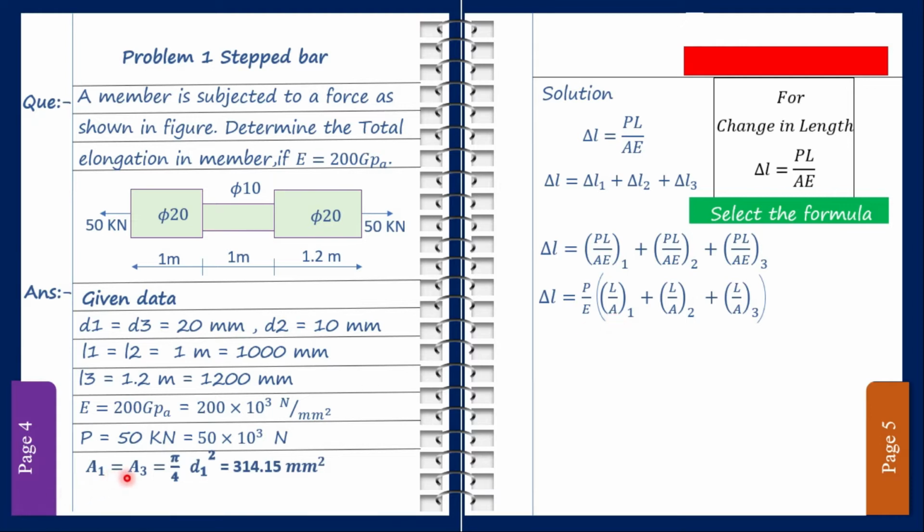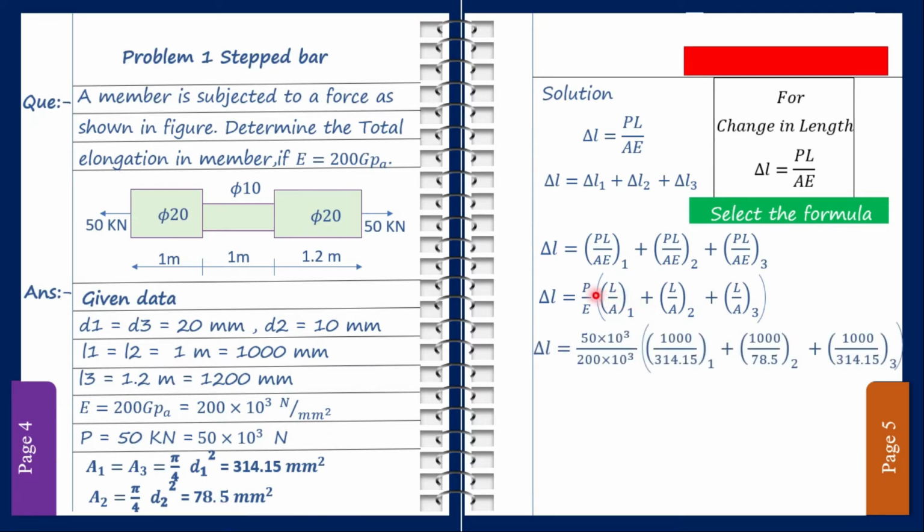A1 is equal to A3 is equal to pi by 4 into d square, as the diameters of both sections are the same. So the area is 314.15 mm square. A2 is equal to pi by 4 into d2 square. The diameter is 10 mm here. So we get A2 as 78.5 mm square.